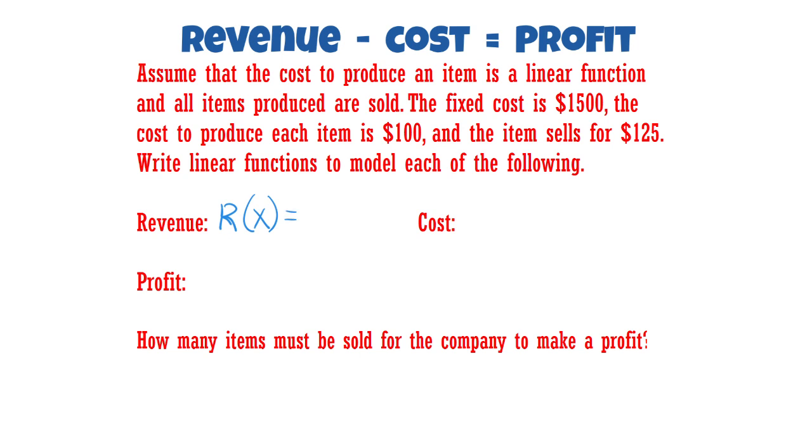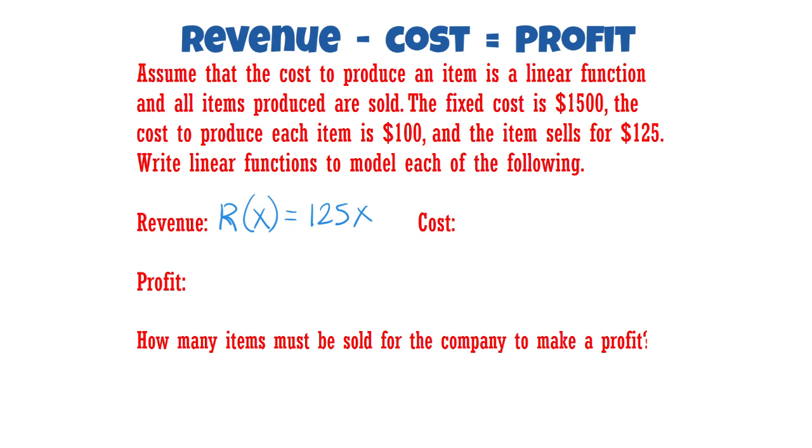Now, don't overthink it. Revenue is money coming in. What up here in this information talks about money coming in? All right, it's the 125. It's the only thing that I have money coming in on. So my revenue is simply $125 times X. I get $125 for each item I sell. I'm going to have that much money in my register.